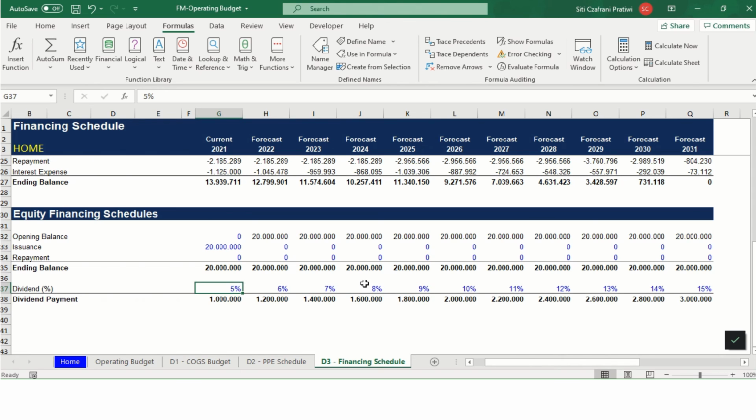So the color is blue unless you provide one worksheet here for your input assumption, and you can also refer the percentage input here to your input assumption worksheet. So the dividend payment will be calculated simply by multiplying the ending balance of your equity with the percentage of dividend.